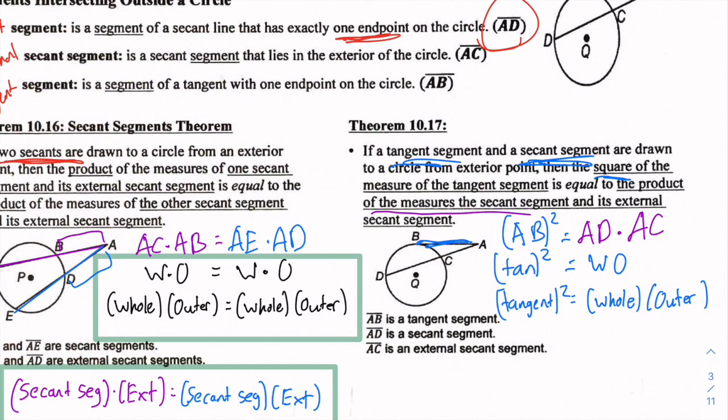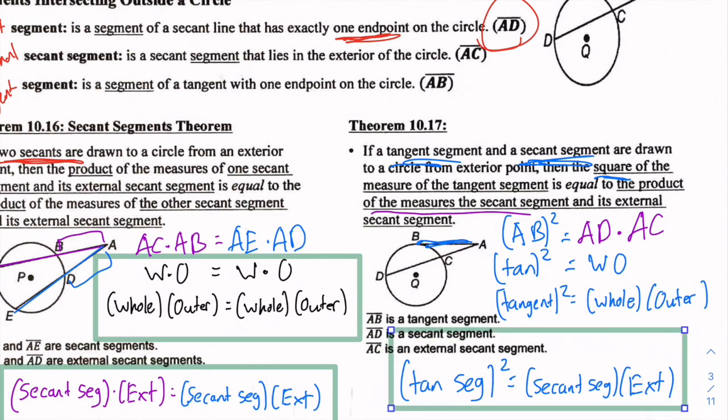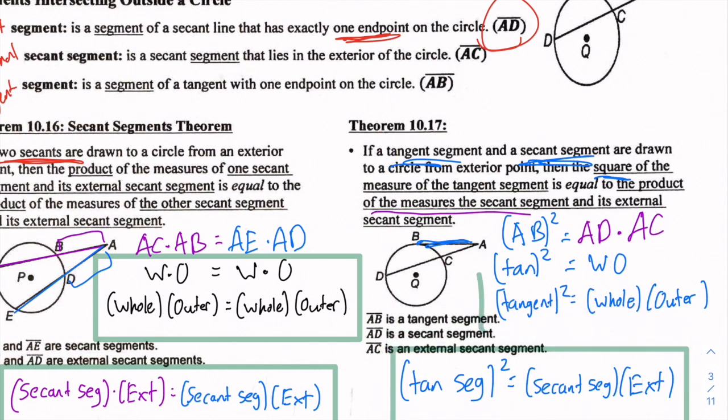And I guess in full words, it would be the tangent segment squared equals the secant segment times the external segment part of the secant line. Okay, so boom again, either or. You like the original full names of it, or you like the acronym, tan squared whoa.